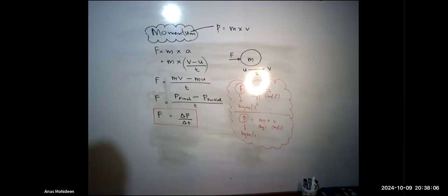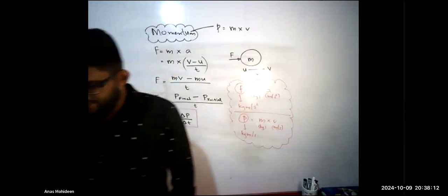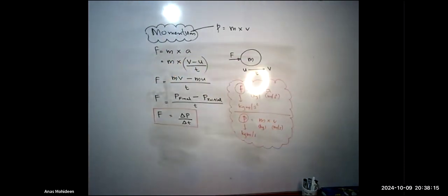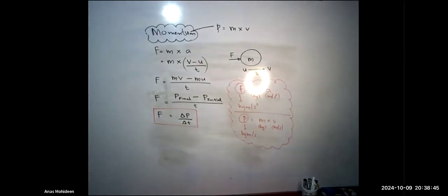Okay. Now let's write a question there down. An object of mass 1500 grams moves at a velocity of 20 meters per second. Calculate its momentum. Get me the answer.